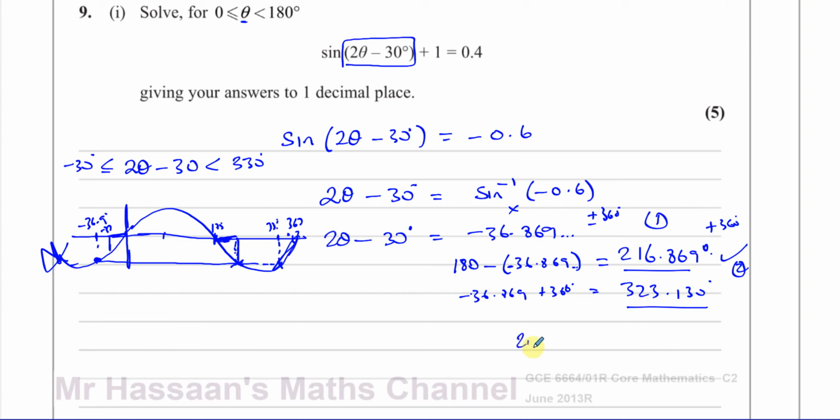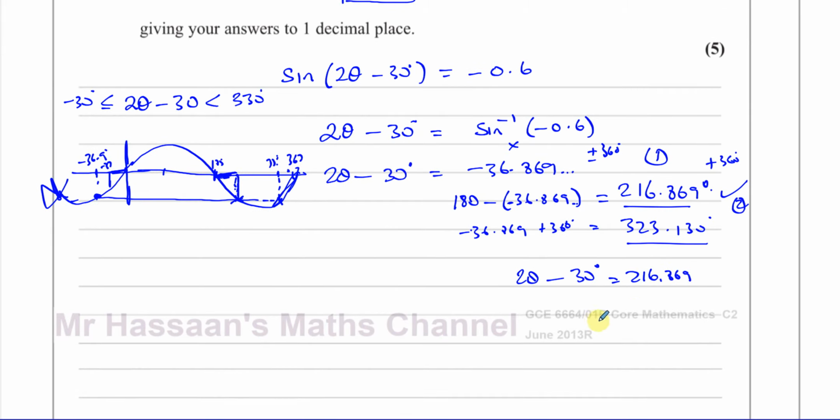Then we can find what theta is. We know 2 theta minus 30 degrees is equal to 216.869, and we can find what theta is. And we know that 2 theta minus 30 is equal to 323.130, and we can find what theta is. We have to add 30 and divide by 2.